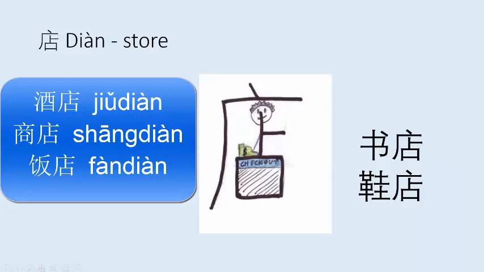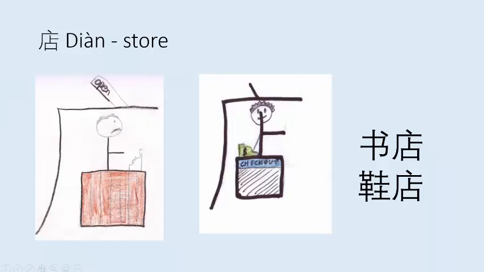The next character is Dian from jiudian, hotel, also shangdian, store, and fandian, restaurant. It looks like a little store. Here my students have illustrated it as a person checking you out at the store. You can attach this dian to a lot of things like shudian for bookstore or xiedian for shoe store.